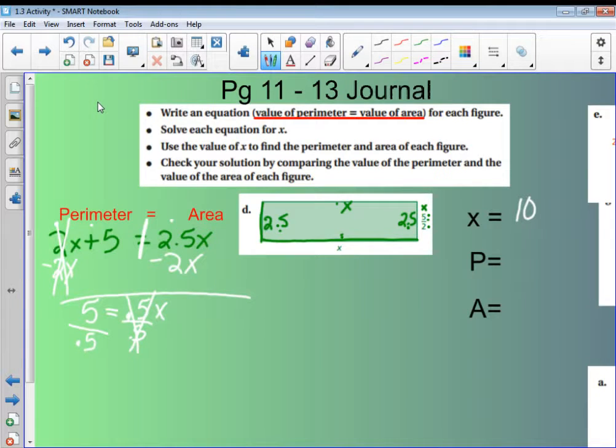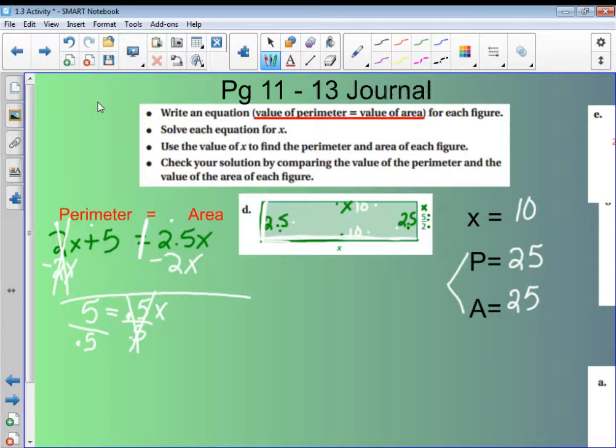So now I'm going to substitute in 10 where I had x. So this is a 10 now, and this is a 10. So when I do the perimeter, 10 plus 10 is 20, 2.5 and 2.5 is 5, so 20 plus 5 is going to give me 25 for the perimeter. Okay, and then when I do area, it's my length and width, but it's 2.5 times 10, that is also 25. Okay, self-check, yes, they did end up being the same answer.